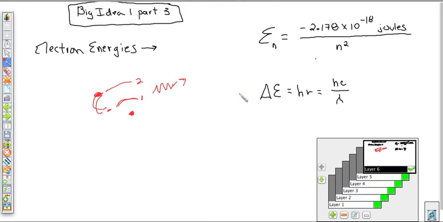So this is just a review, and the main idea is that energy in an electron is quantized, it goes in jumps. There are ways to calculate exactly what that energy is. All right.